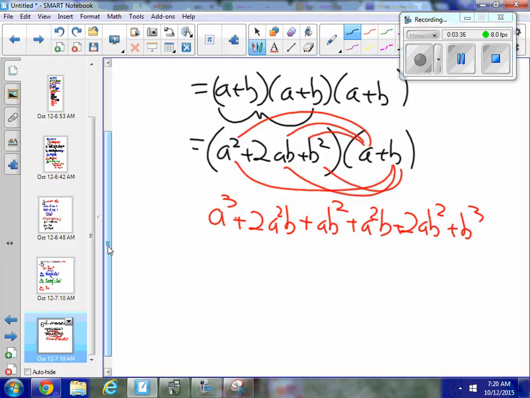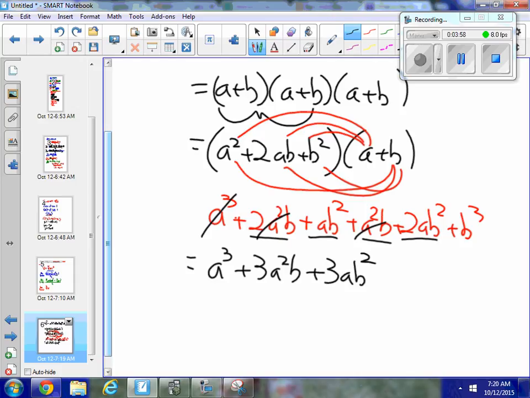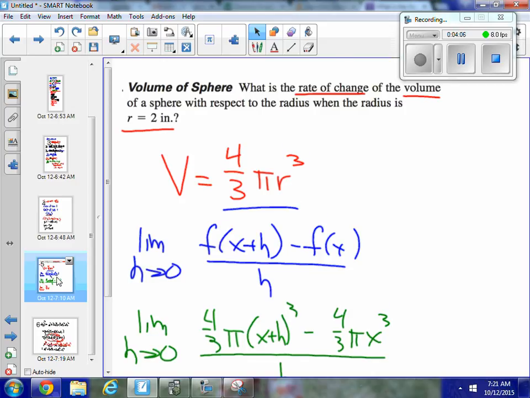And combining like terms, I get a cubed. Now I have 2a squared b and 1a squared b, that's 3a squared b. And I have 1ab squared plus 2ab squared, that's 3ab squared, plus b cubed. So how do we apply that to this problem?